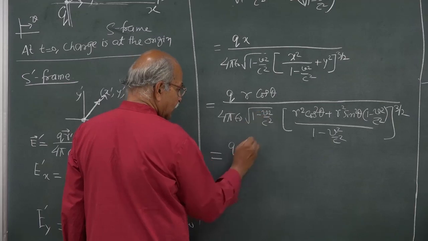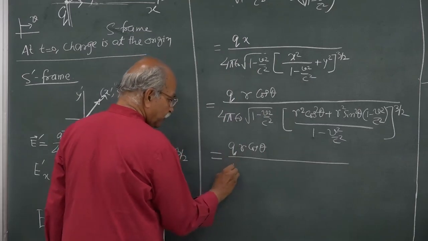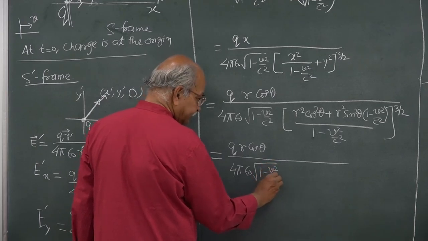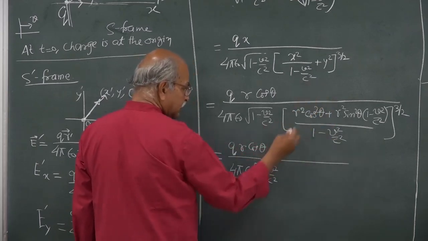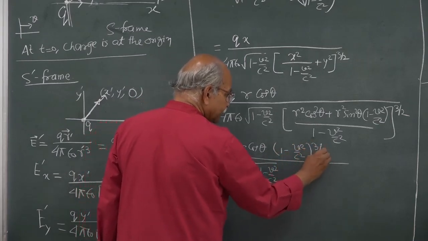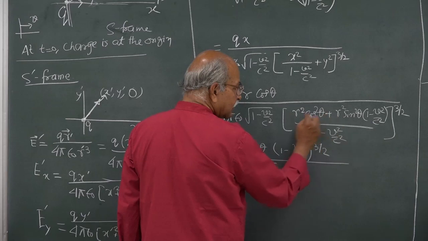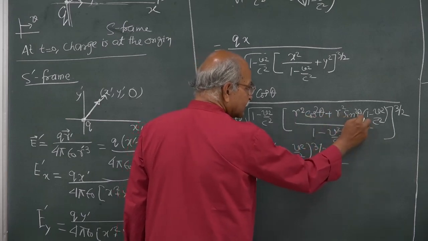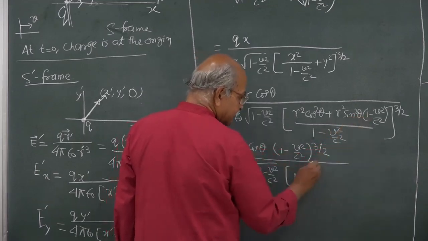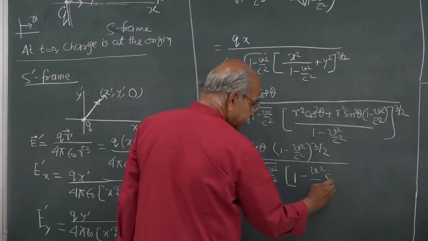So, this is q r cos theta divided by 4 pi epsilon naught square root 1 minus v square by c square, and this will come in the numerator. So, it will be 1 minus v square by c square to the power 3 by 2. So, this comes here, then r square cos square theta plus r square sin square theta, this is 1. So, I can write this as 1 here, and the rest is minus v square by c square and this sin square theta.